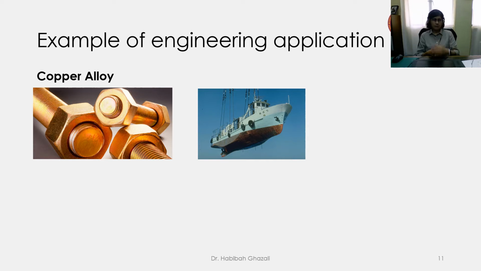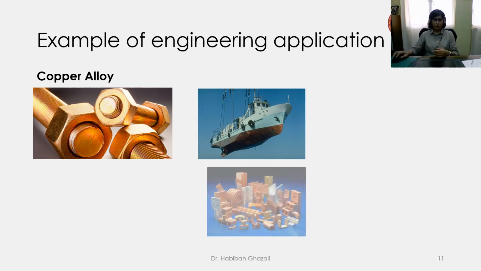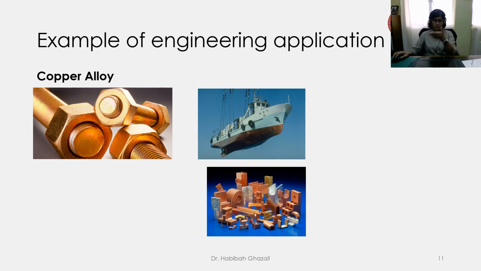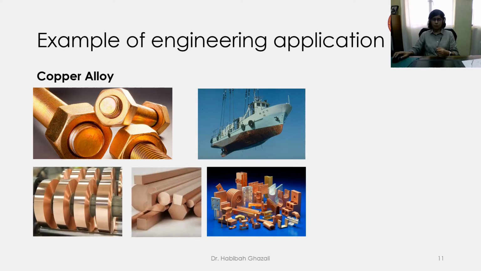So as you can see here, I have two products, the final components of nuts and bolts and fasteners, and also the hull. The cladding for this hull of the boat is made of copper alloy as well. So this is another product, a few products of copper alloy. They come from a semi-finished product that has gone through this forming process.